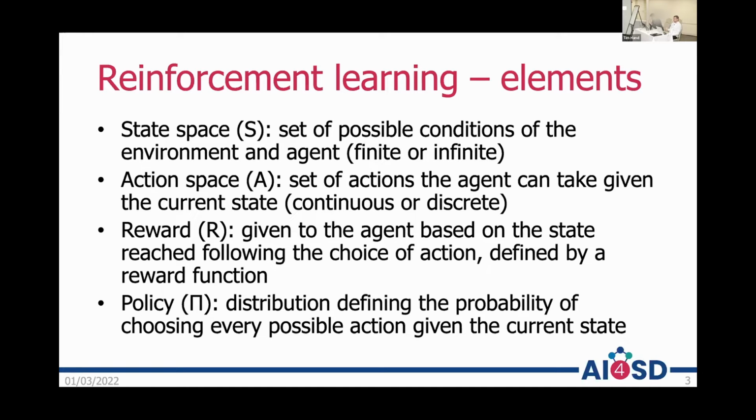You then have a reward. This is what's given to the agent based on the next state that you reach, having chosen an action. So we take the states, we choose an action, we go to the next state, and then we determine how much reward to give to that action. And this is defined by a reward function, which could be a function of several parameters. I'll come on to how you choose those functions later. And the final thing we need is a policy. The policy is essentially a probability distribution that defines the probability of choosing each possible action given our current state. So given that we're in state S, how often should we choose action A1, A2, A3, all the way down to the last possible action?